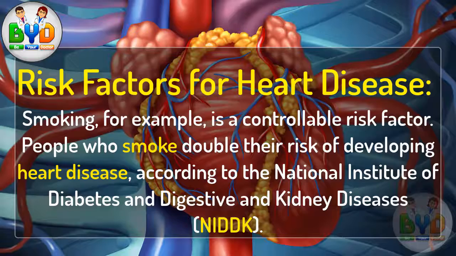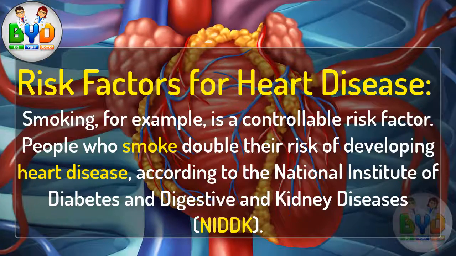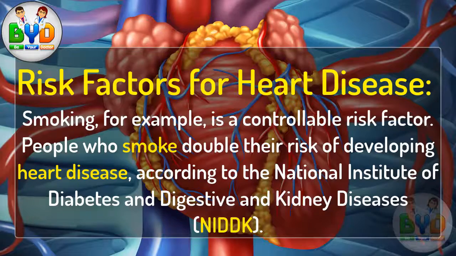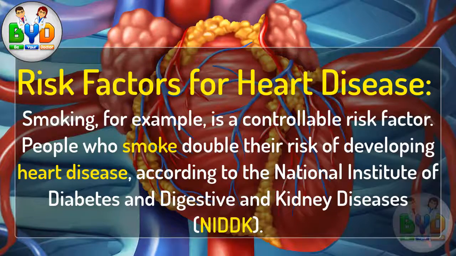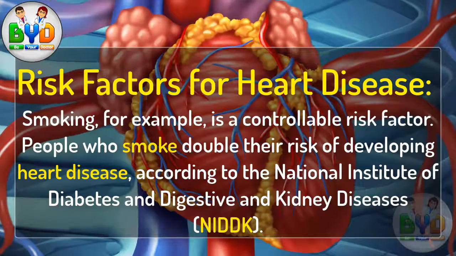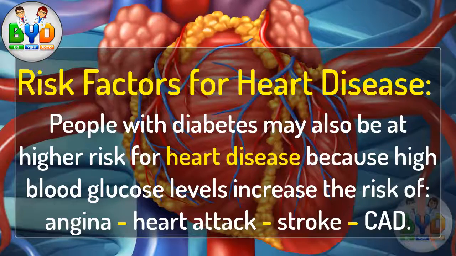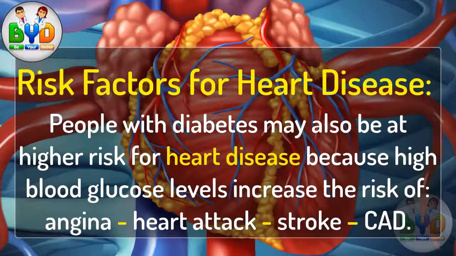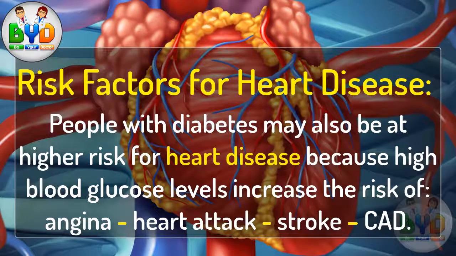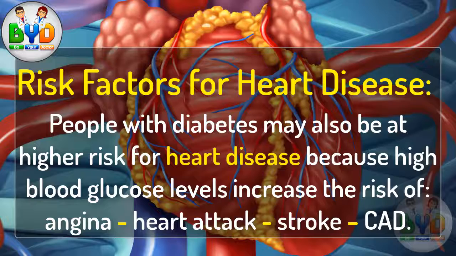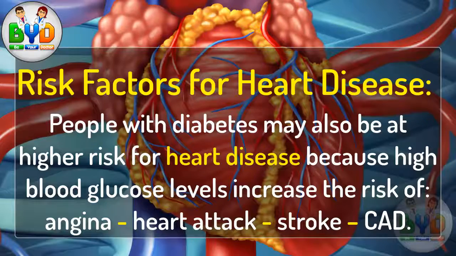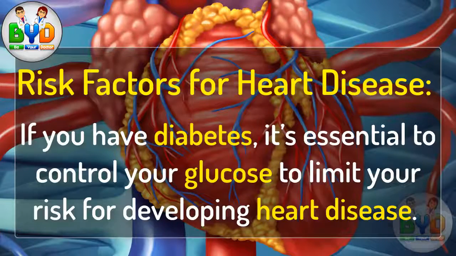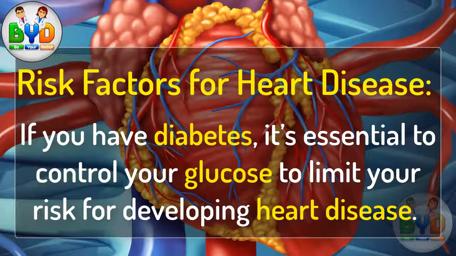Smoking, for example, is a controllable risk factor. People who smoke double their risk of developing heart disease, according to the National Institute of Diabetes and Digestive and Kidney Diseases, NIDDK. People with diabetes may also be at higher risk for heart disease because high blood glucose levels increase the risk of angina, heart attack, stroke, CAD. If you have diabetes, it's essential to control your glucose to limit your risk for developing heart disease.